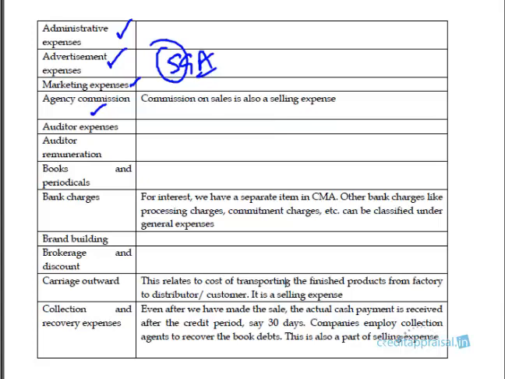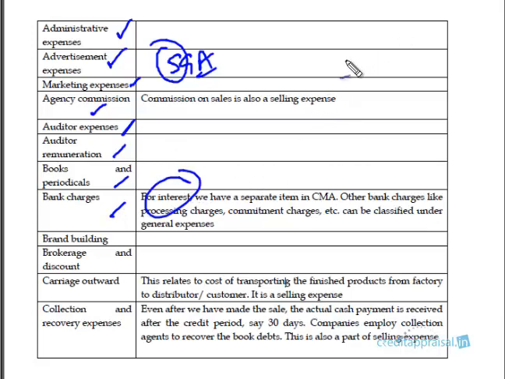So auditor expenses, like the company to get its financials audited will be paying some fee to the auditor. That will be a general expense, right? So auditor remuneration, either you will see the term auditor expense or auditor remuneration in the P&L account. You can club it under selling general expense. Books and periodicals, the company might subscribe to various industry journals and other periodicals, so that will be a general expense. Bank charges, see, we will discuss this when you come to the interest.